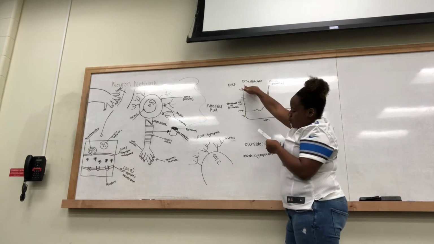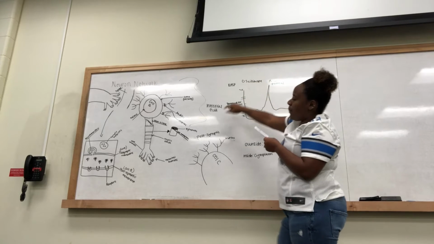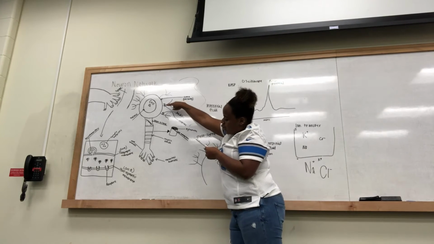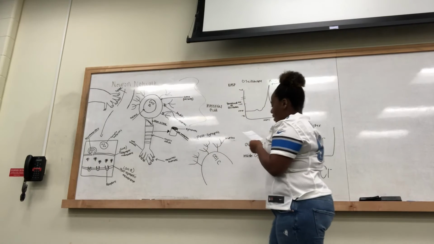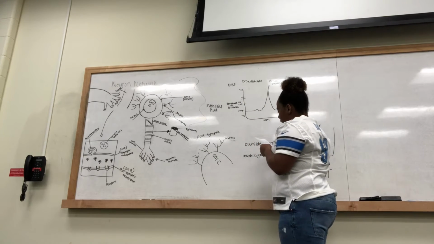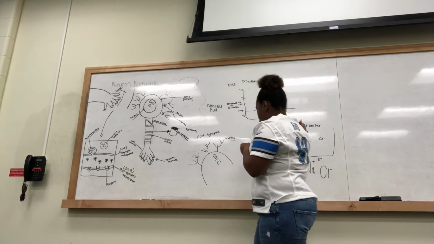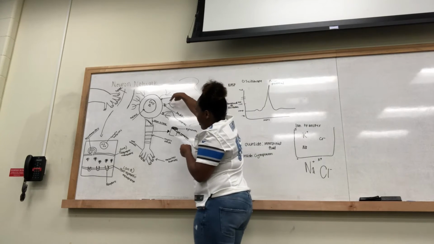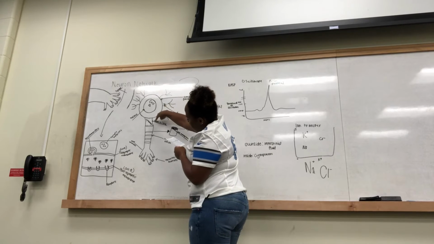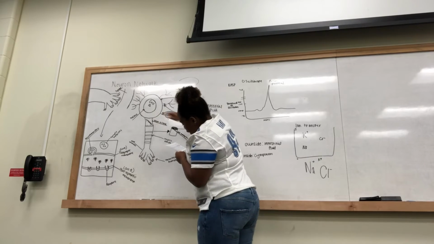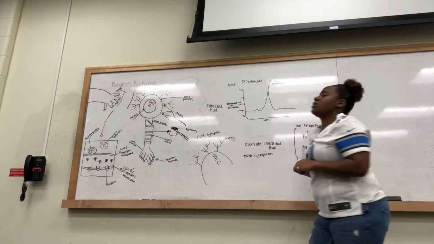EPSP forms when the ionotropic receptors located on the dendrites of cell B are open during the presence of neurotransmitter binding. There can be an accumulation of charge that travels from the dendrites past the soma and collects at the axon hillock. This accumulation of charge is called electrostatic energy.